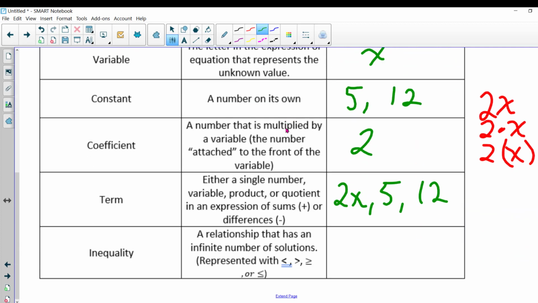So let's make one up here. We can use the same terms. We can say 2x plus 5 is greater than 12. That would be considered an inequality.